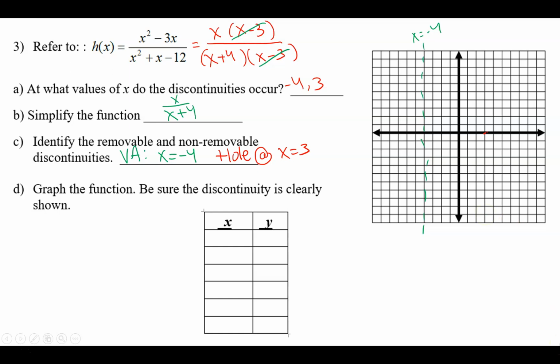Okay. I'm also going to go ahead and do my horizontal asymptote. So I see my powers, again, they're the same. x squared over x squared gives me 1. So my horizontal asymptote is going to be y equals 1, which is right here.